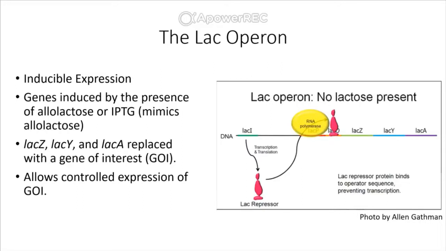This is the expression system that we're using in our plasmid. It's called the Lac Operon. We've already touched on this in lecture, but let's revisit it here. So this is an inducible expression. So the system is usually off, but can be turned on.